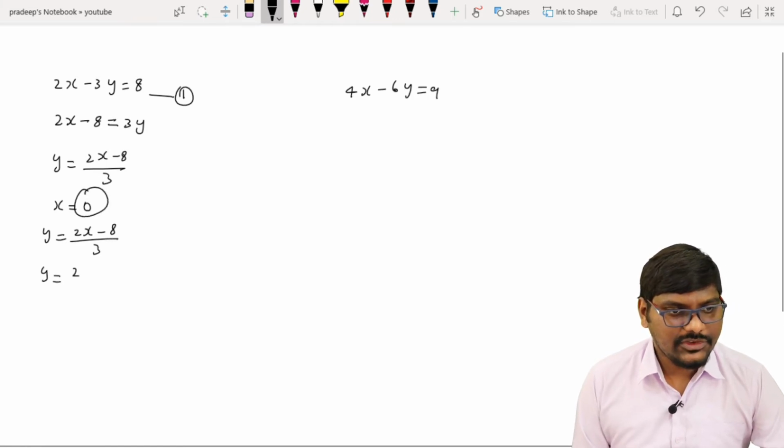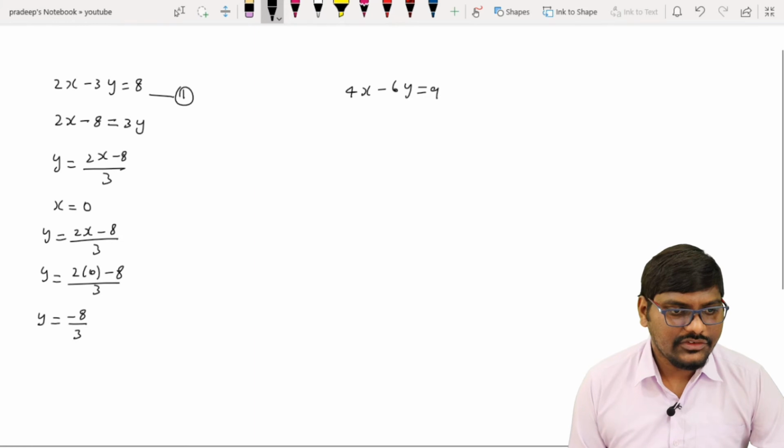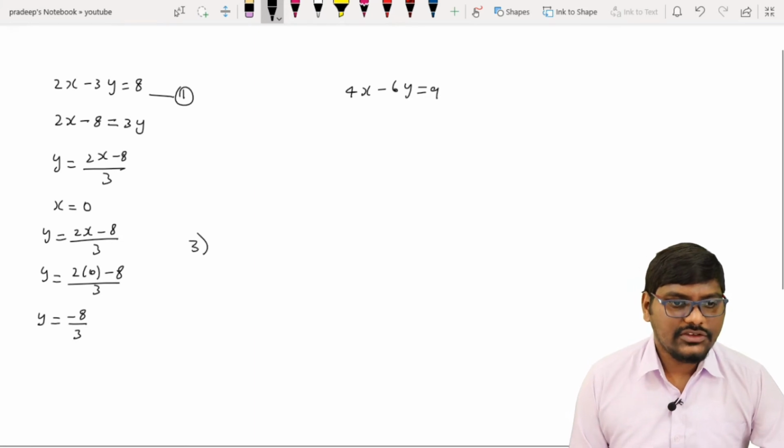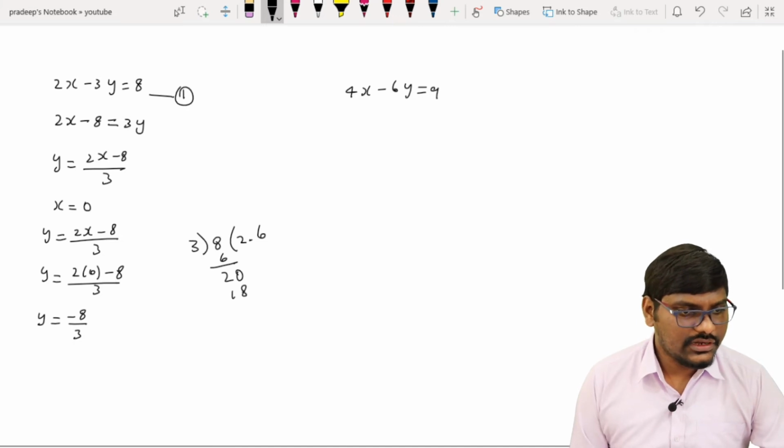In the place of x, I'm just substituting 0. So 2 into 0 is 0, minus 8 by 3. So I'll be getting y equal to 2 into 0 is 0, so we got minus 8 by 3. Minus 8 by 3 in the sense I can just divide 3 and 8. 3 twos are 6 and 2 is the remainder. I can take a point here and 0 here. So now 3 sixes are 18, we can take here. So we can get y is equal to minus 2.6.